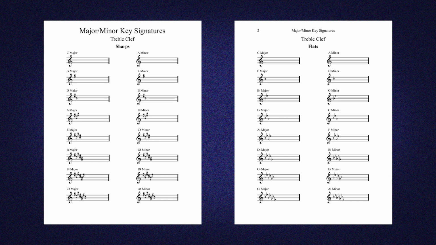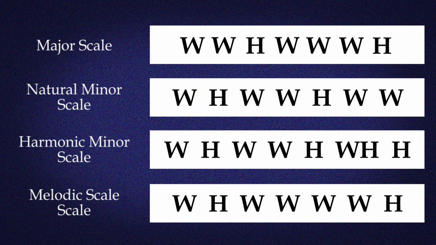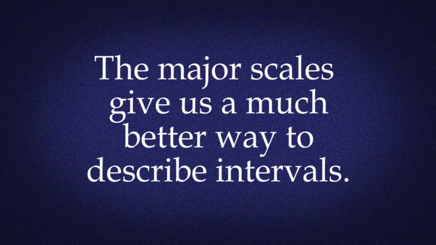In the last several videos, we discussed and built major and minor scales and used them to create all of our key signatures. Each of those scales were defined by the formula of whole steps and half steps that are found within them. In fact, every interval we have discussed so far has been measured in whole steps and half steps. However, there is a much better way to describe intervals and, like much of music theory, it starts with the major scales.